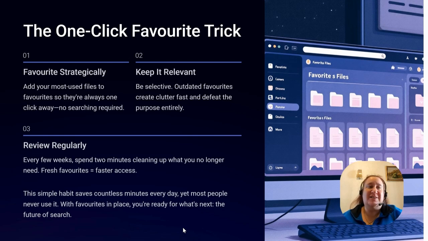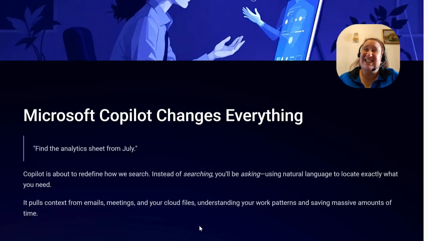Microsoft Copilot search. Copilot, and that's the paid version, is about to redefine how we search. Instead of actually having to go and search for something, you'll be able to use Copilot to just ask for something. For example, find the analytics sheet from July. You don't even need to worry about what it's called or where it's stored. It will pull context from emails, meetings, and of course all your files, saving you a massive amount of time.